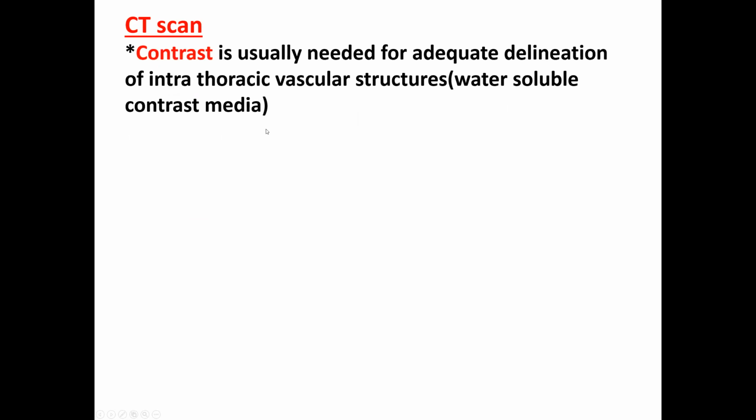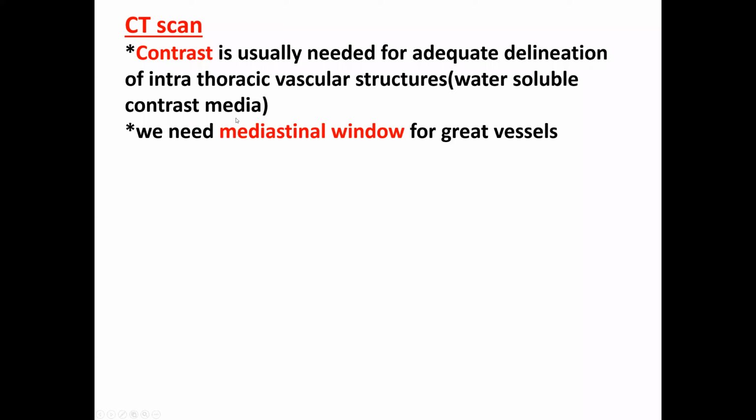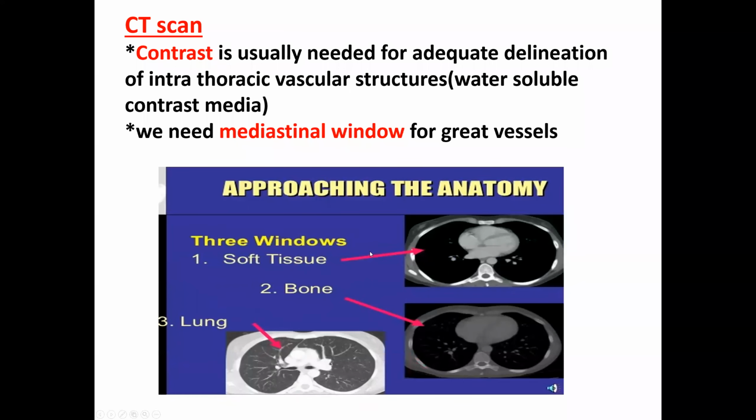CT scan. Contrast is usually needed for adequate delineation of intrathoracic vascular structures. We need mediastinal window for great vessels. We have 3 windows in the chest: soft tissue window, bone window and lung window. Of course, great vessels are considered soft tissue, so we use soft tissue window or mediastinal window.